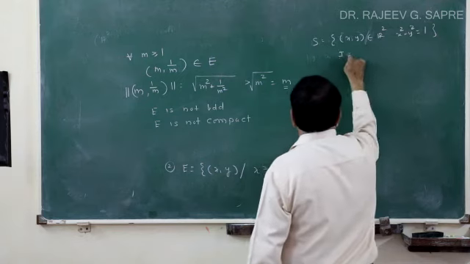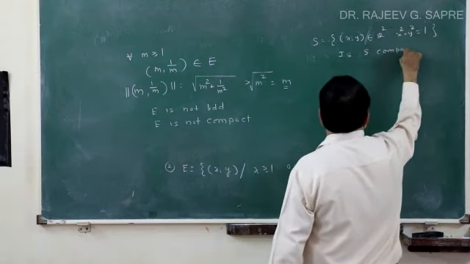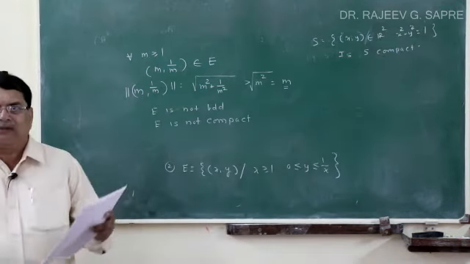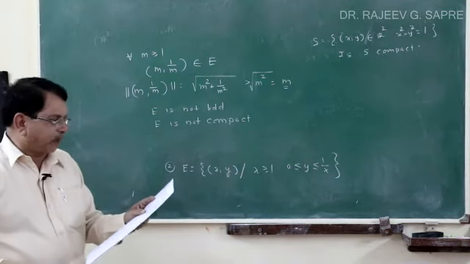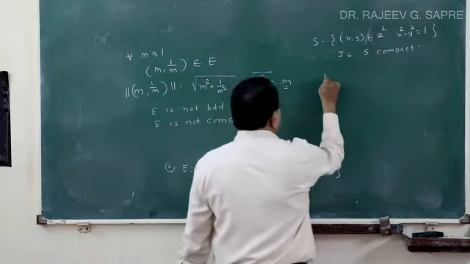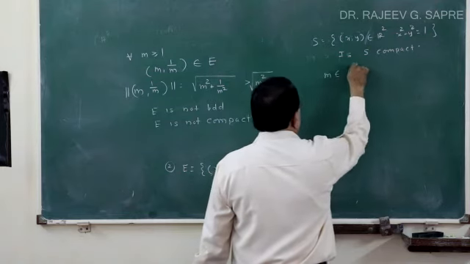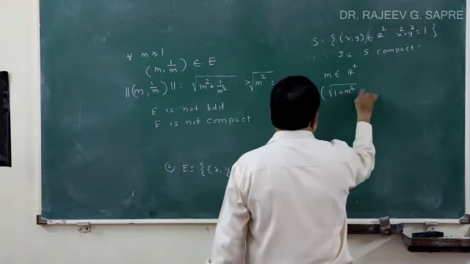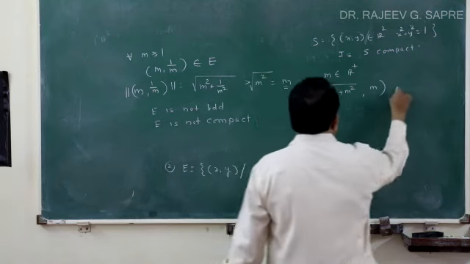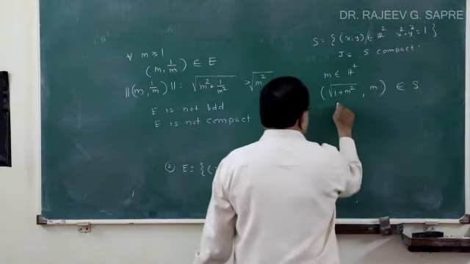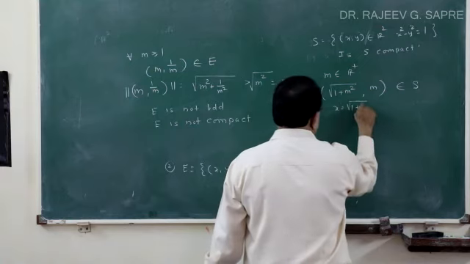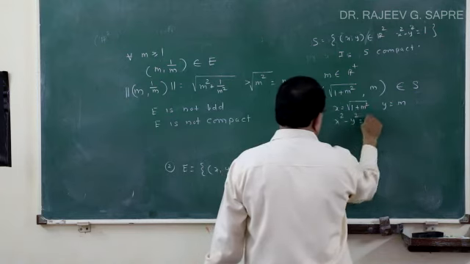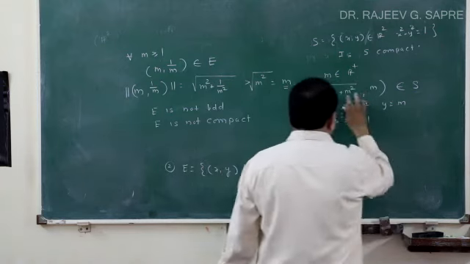Is S compact? This is asked. So what we can do here is, if I prove that this is closed and bounded, then it is compact. So you take m belonging to R plus, some positive real number, and if I take the point (root of 1 plus m squared, m), then this belongs to S. Here x we have taken as root of 1 plus m squared and y we have taken as m, and you can see here x squared minus y squared is 1. So this condition is satisfied, so this is a point in S.